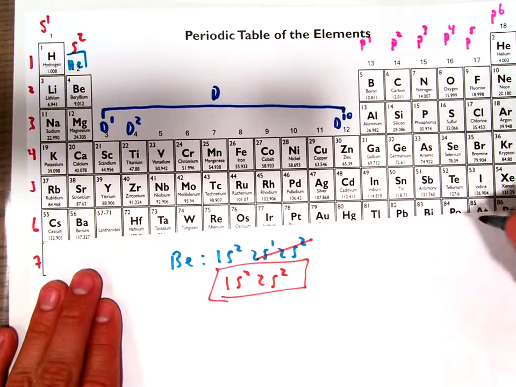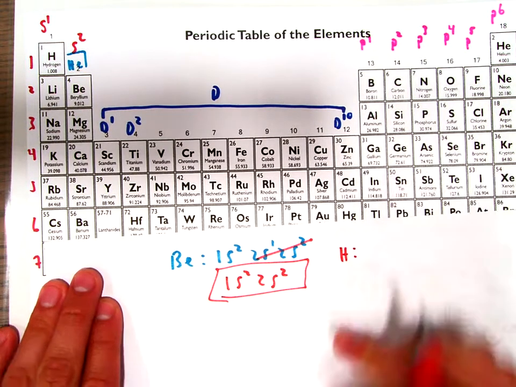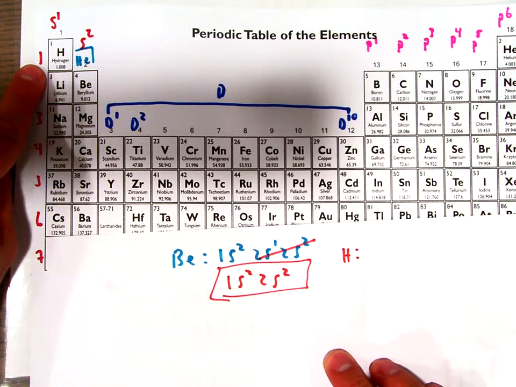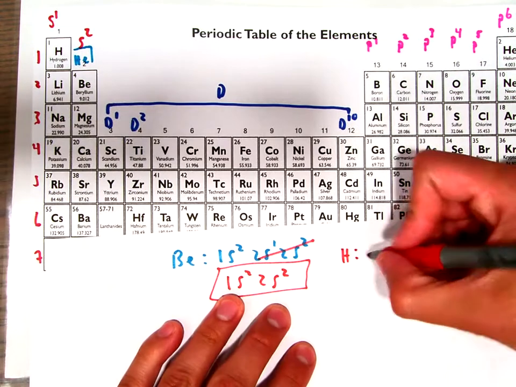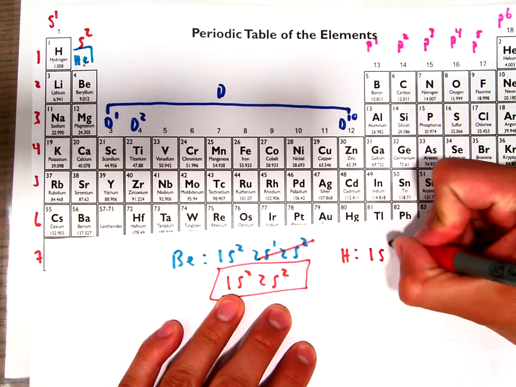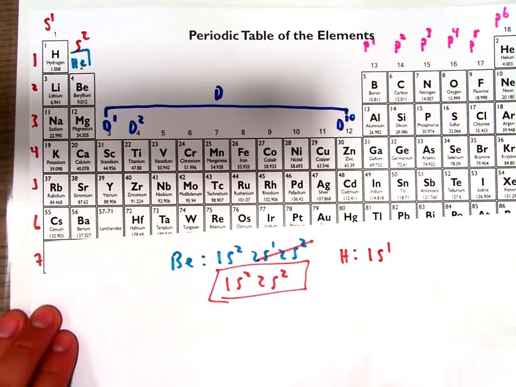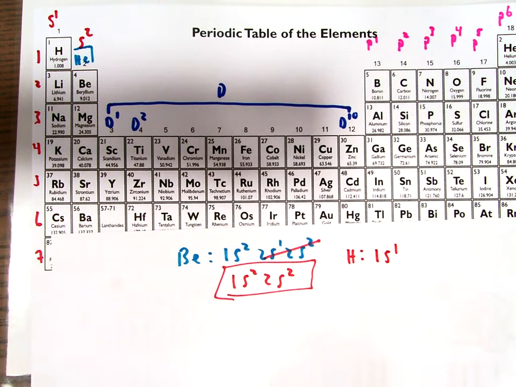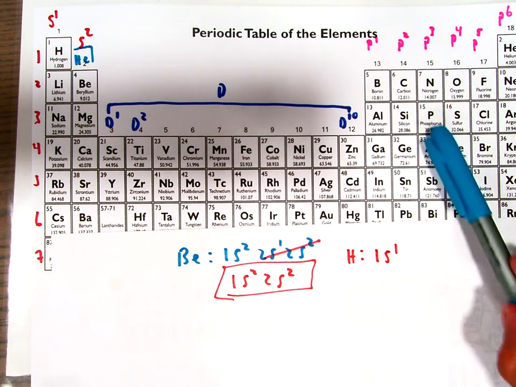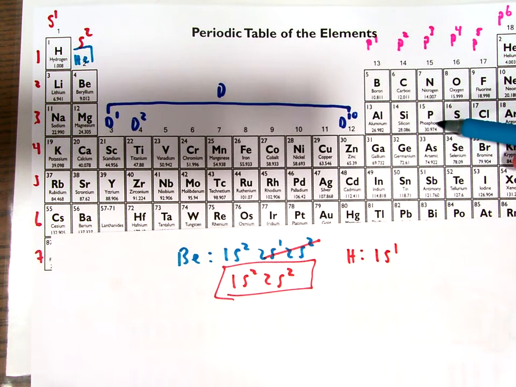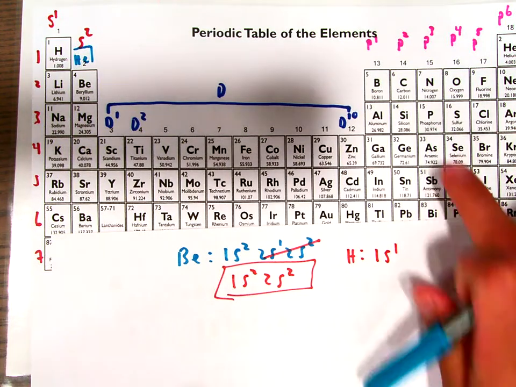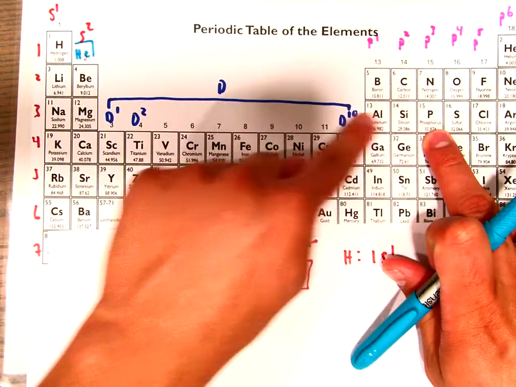Okay, let's look at a simple one: hydrogen. Hydrogen only has one electron, and that one electron is in the 1s1 orbital. So it'd be 1s1. Alright, let's keep moving through some. Let's try one that's a little bit more challenging. Let's try phosphorus. Phosphorus has 15 electrons. So let's work through the periodic table until we get to phosphorus.